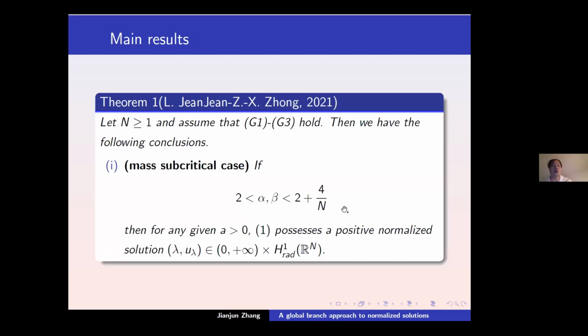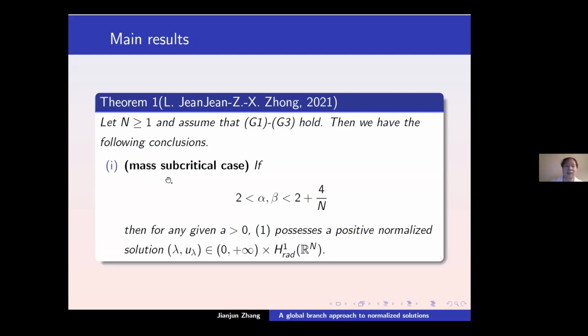So now we show our main results. We prove that if n is bigger than 1 and we assume that G1, G2, and G3 hold, then we can prove the following results.